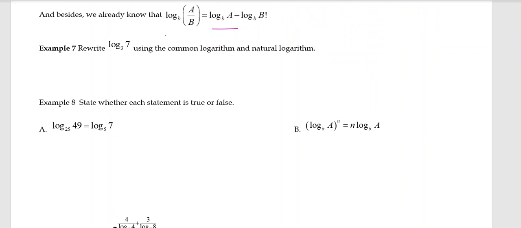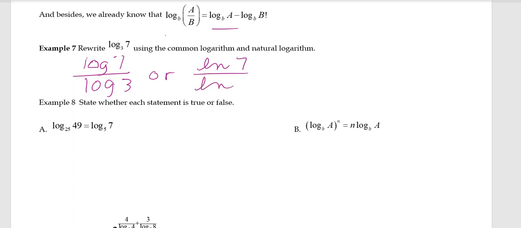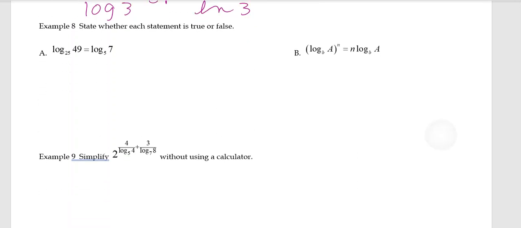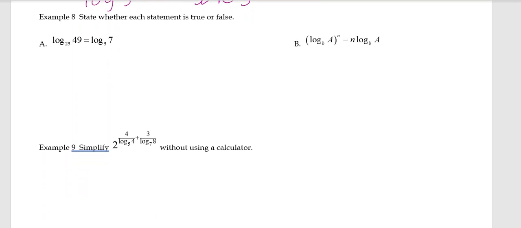If we want to rewrite the log base 3 of 7 using the change of base, we just say that's the log of 7 over the log of 3, or we can use the natural log of 7 over the natural log of 3. All right, so that's all we're trying to remember. So now for A and B here, let's determine whether each statement is true or false. You know we love a good true or false statement.